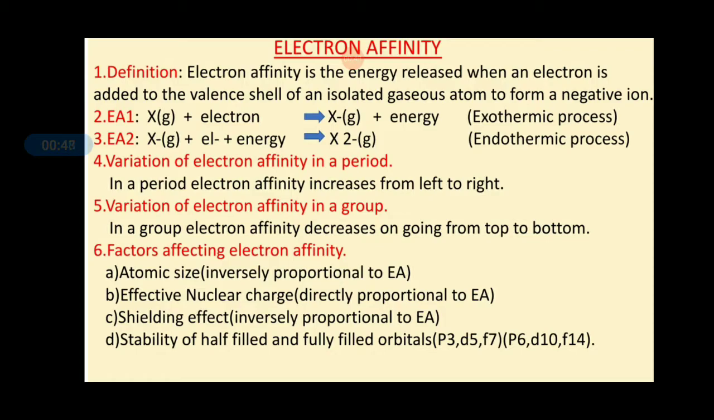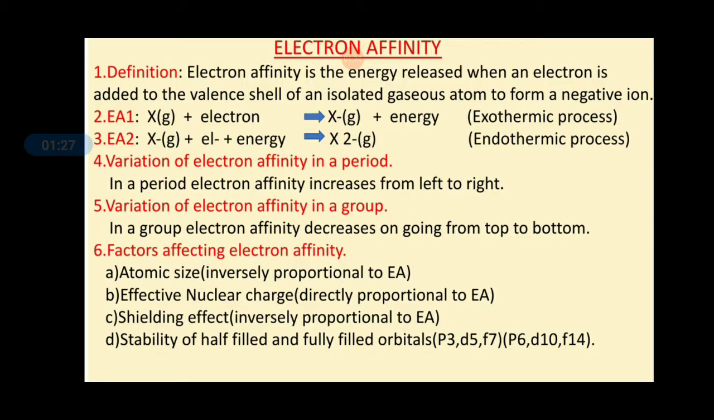Then Ea2 is the second electron affinity. It is the energy required to add an electron to the uni-negative gaseous ion. See the equation. X minus is the uni-negative gaseous ion. When adding an electron, energy is required, and it is converted into X2 minus, also in the gaseous state. Addition of an electron to a negative ion leads to electrostatic repulsion. The process requires energy and hence Ea2 is an endothermic process.